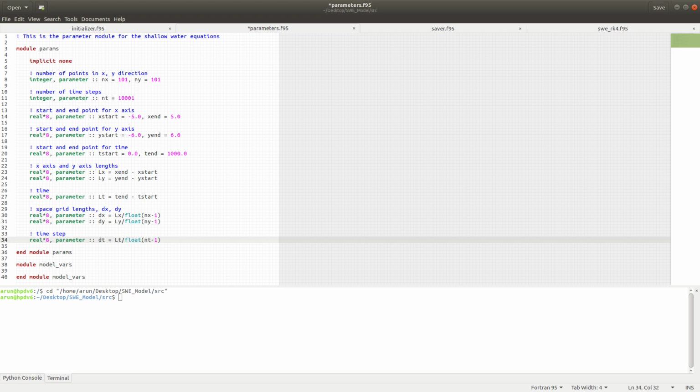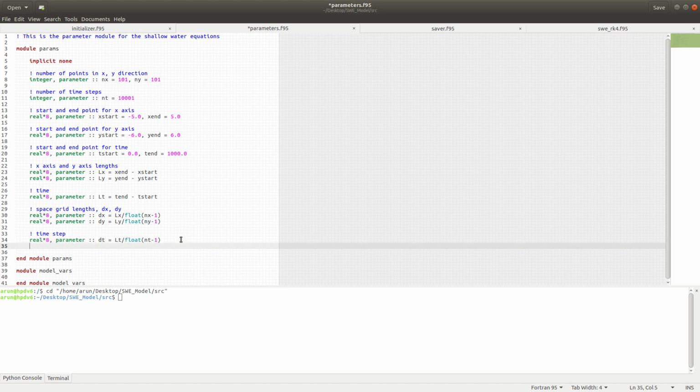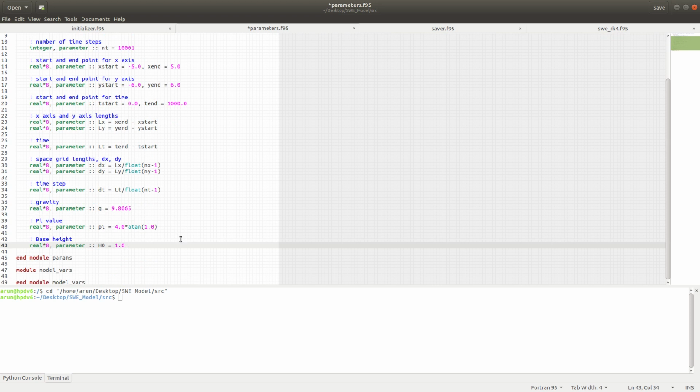Alright, and now let's define some of the constants that we'll be using in our program. One of the constants we will define is gravity, the acceleration due to gravity. I'm going to keep it as 9.8, the Earth's gravity. And then we might need pi, so I'm going to write pi as 4 times the arctan of 1, which is going to give a very good approximation for pi up to 15 or 16 decimal places. That will be good enough for us.